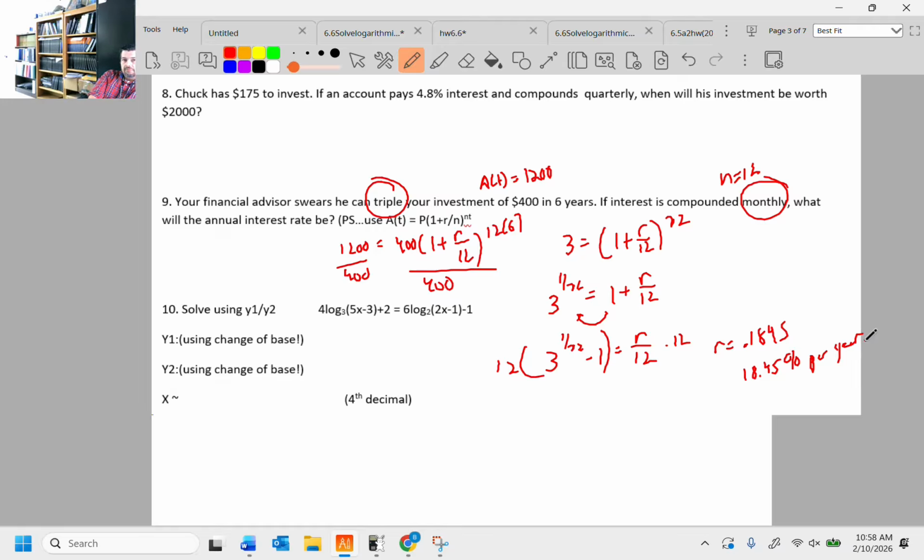You know, that may not seem like much to you, but say I had $20,000. In 6 years, I'd have... say I had 100 grand. In 6 years, I'd have 300. It's an impressive rate of return.